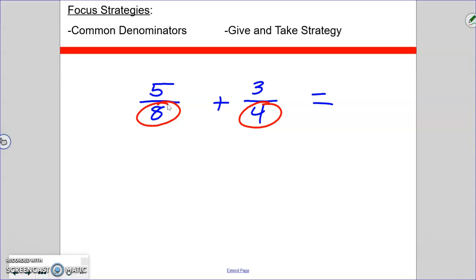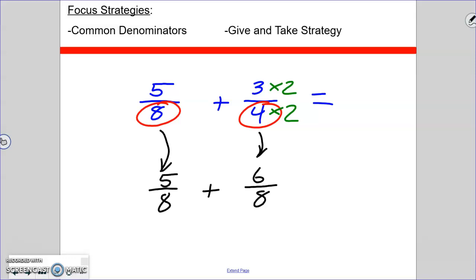Because what I see is that I can take this 4 and multiply it by 2. And that will give us a denominator of 8, which means we won't have to change the other one at all. So if I'm going to do times 2 for the denominator, I'm going to do times 2 for the numerator. So now we've renamed this problem. 3/4 is now 6/8, and 5/8 is still 5/8. We don't need to change that one, okay?